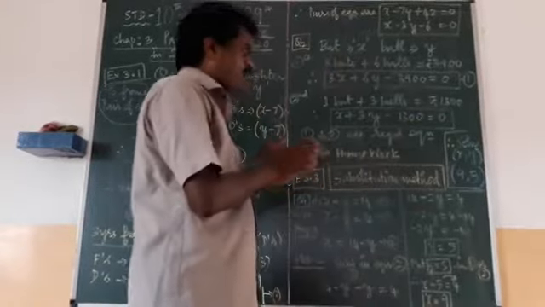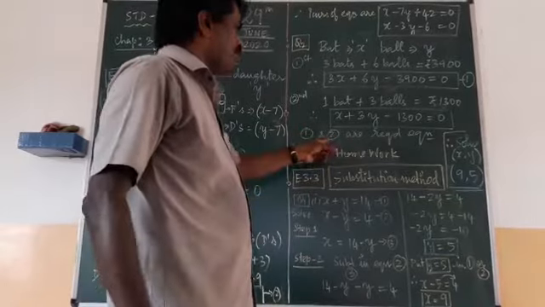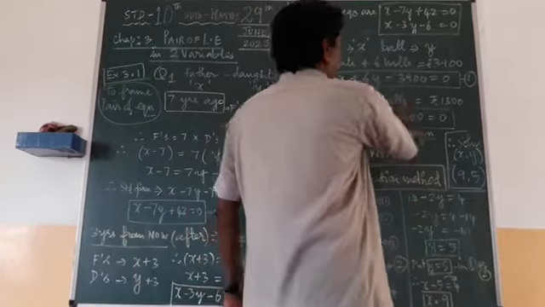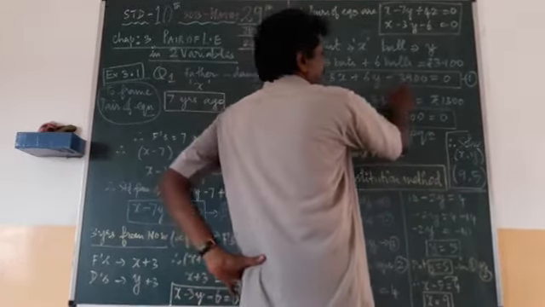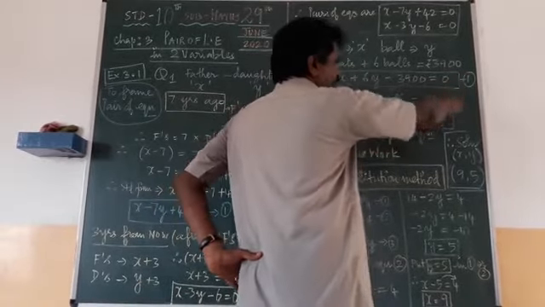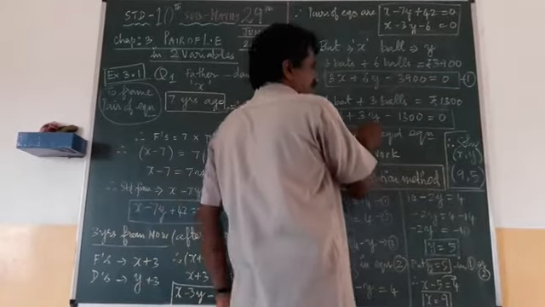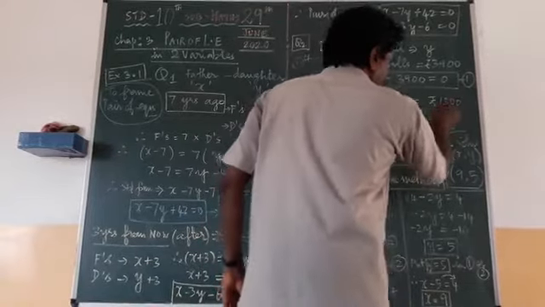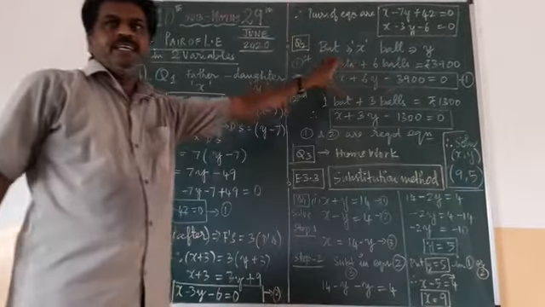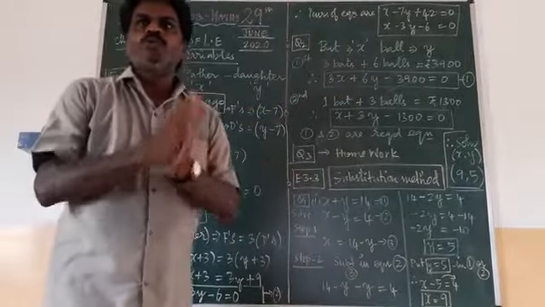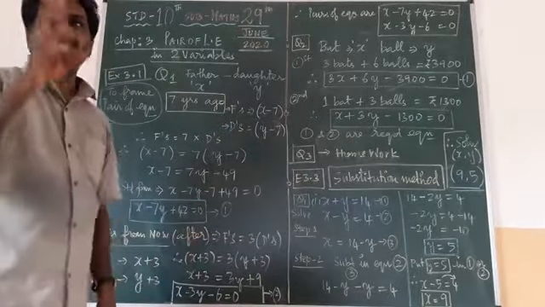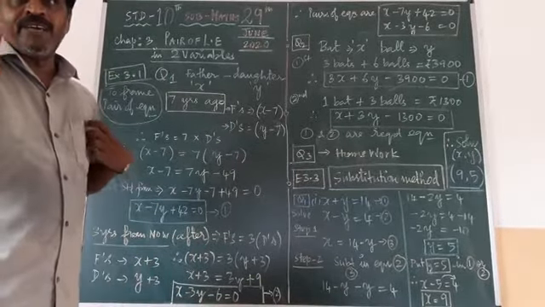So what is our required equation? 1 and 2 are the required equations. What is that? 3x plus 6y minus 3,900 equal to 0, and x plus 3y minus 1,300 equal to 0. These are the required equations. This is the way how to frame the equation from the word problem given.